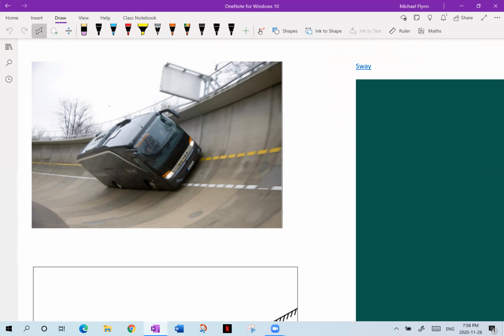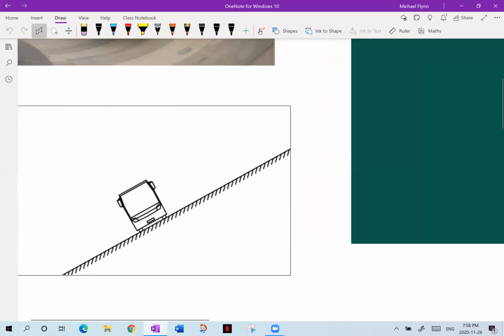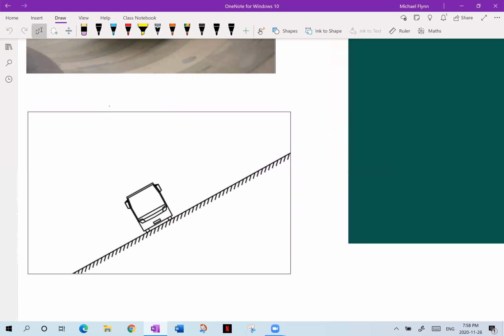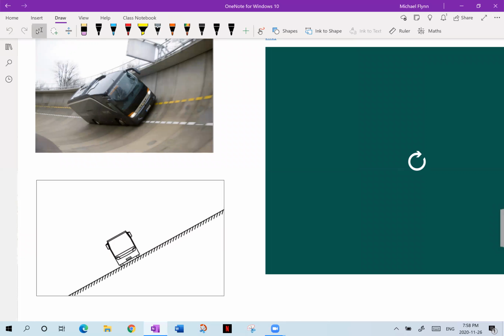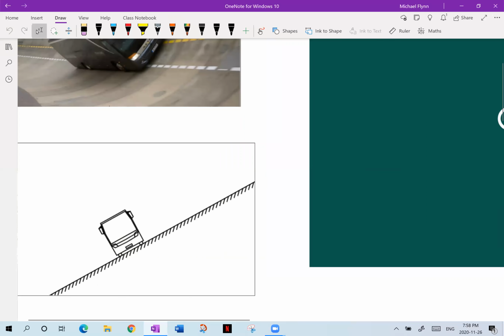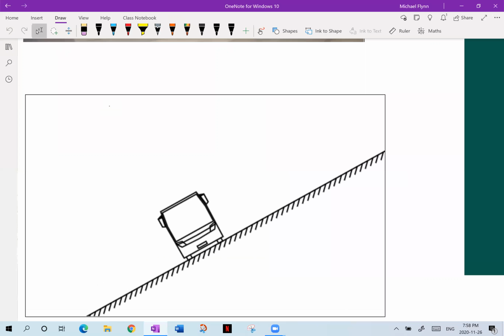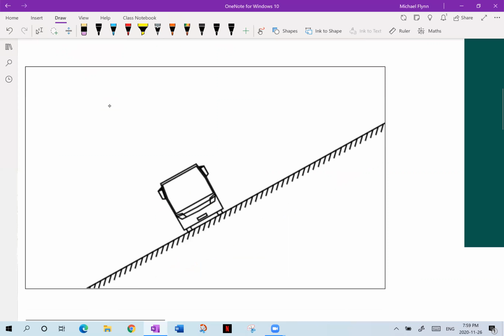Now, I don't know why anyone would do this on a bus, but here's a little diagram of the banked road. It looks an awful lot like an inclined plane, and so students get confused. This looks like an inclined plane, but notice how the bus is coming towards you, like its headlights are facing you. So let me erase that little highlight. And that's what the bus is doing.